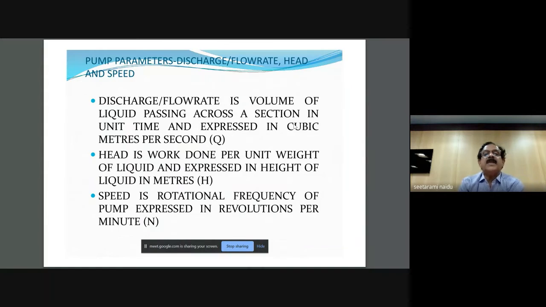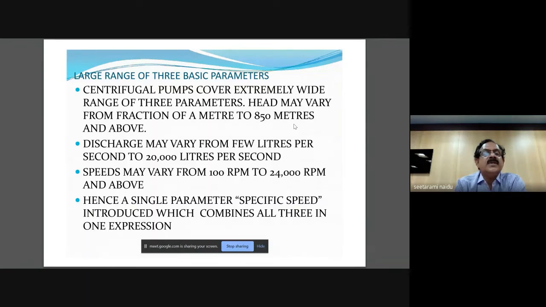Okay. Pump parameters are, as I discussed in turbine, discharge, also called flow rate, head, and speed. Discharge is the volume of liquid passing across the section. Head is work done per unit weight. Speed is RPM, which is popularly known.